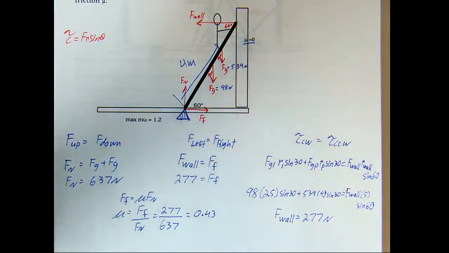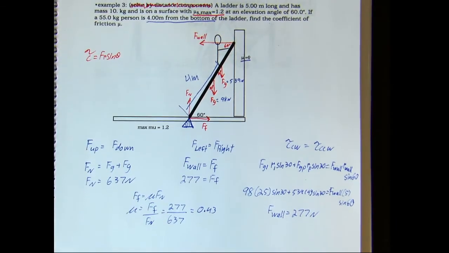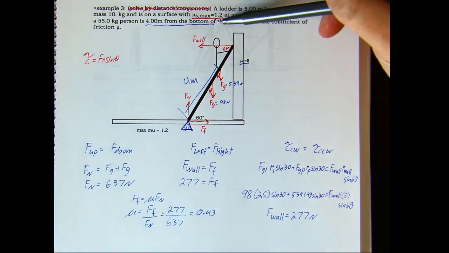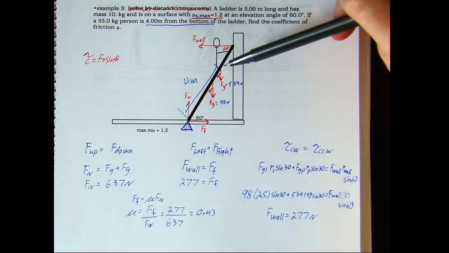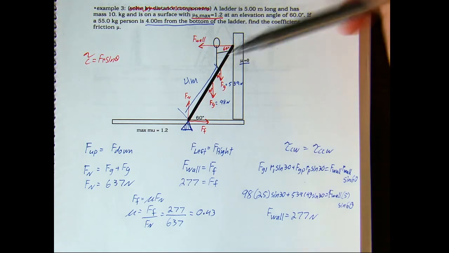What that means is because the coefficient of friction we found is much smaller than the maximum static coefficient of friction, this ladder will not fall. Cool.